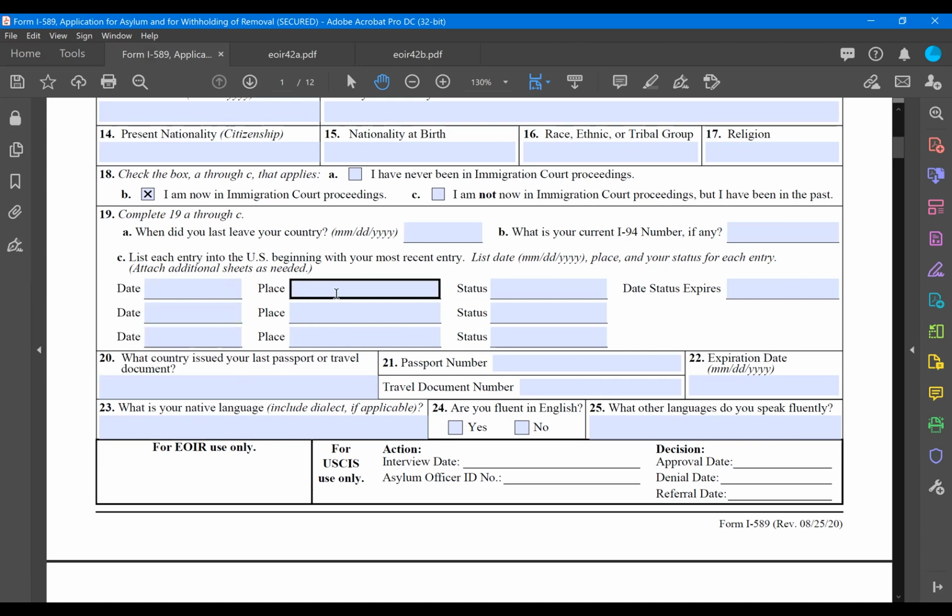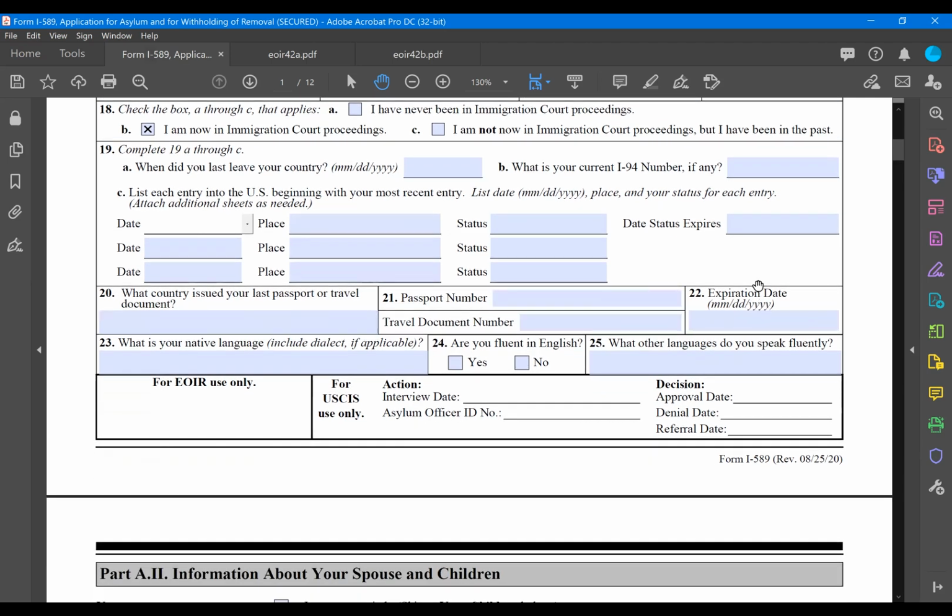So it may just be the one that they came through Brownsville last month, no status, no status. Or maybe they're Venezuelan and they've been here a couple of times before. So, you know, they came in 2016 and they came through Houston and they were on a B2 visitor visa. And then they came again in 2018 and this time was through Dallas, etc. But this one at the top is the last entry and the date from which that 1-year deadline will be running.